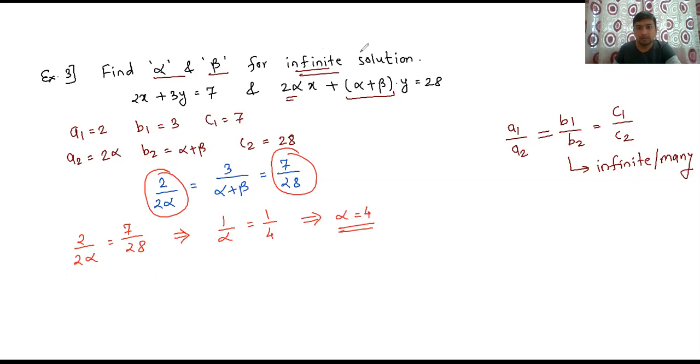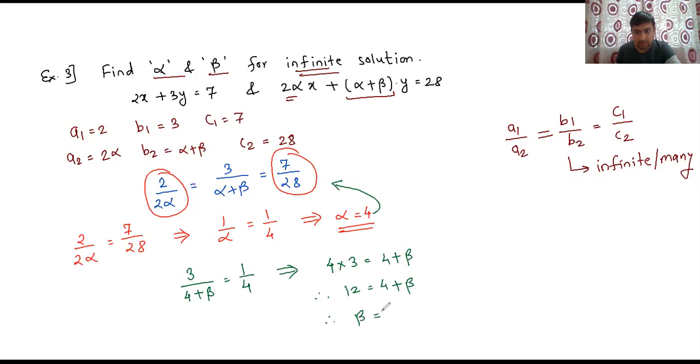So if you put alpha is equal to 4, what you will get? See here. So let us put alpha is equal to 4 here. So 3 upon alpha is what? 4 plus beta, which is equal to 7 upon 28, 1 upon 4. Let us solve this. So 4 into 3, which is equal to 4 plus beta. 12 is equal to 4 plus beta. What will be value of beta? 12 minus 4, 8. So these are the values: alpha will be equal to 4 and beta will be equal to 8. This will be your answer.